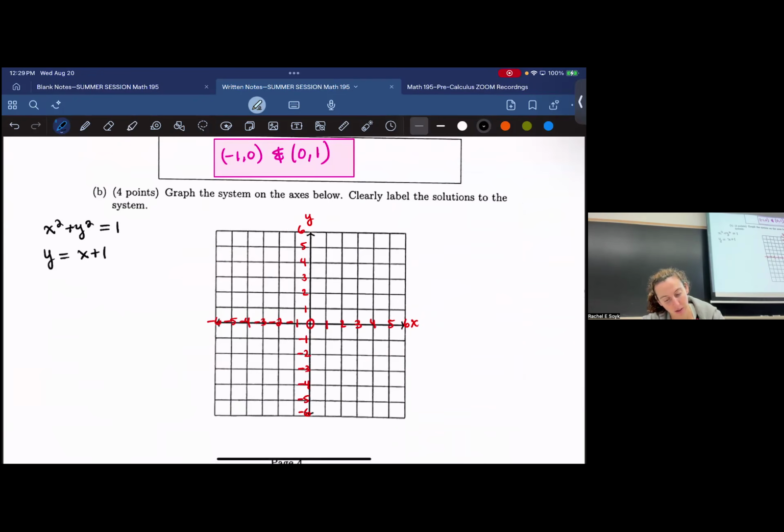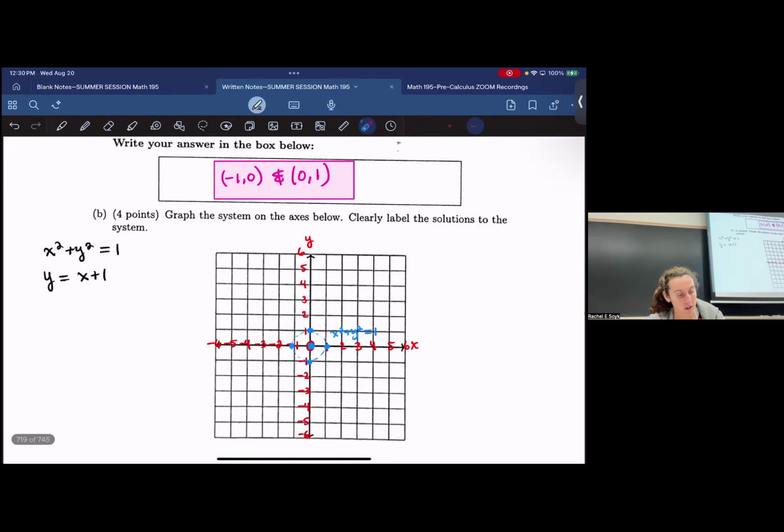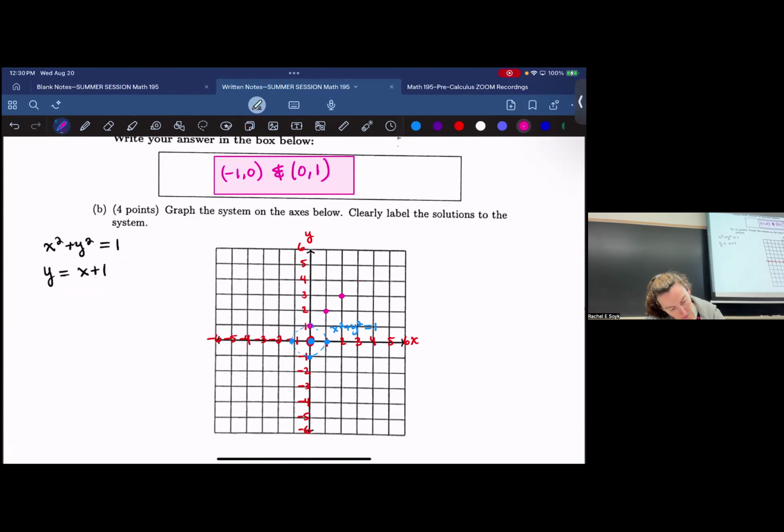So let's plot that one for 0, 0. We go up 1, to the right 1, down 1, to the left 1. And then our second one is just a linear function. Y-intercept at 1, slope of 1. So y-intercept at 1, and then we go up 1 over 1, up 1 over 1.